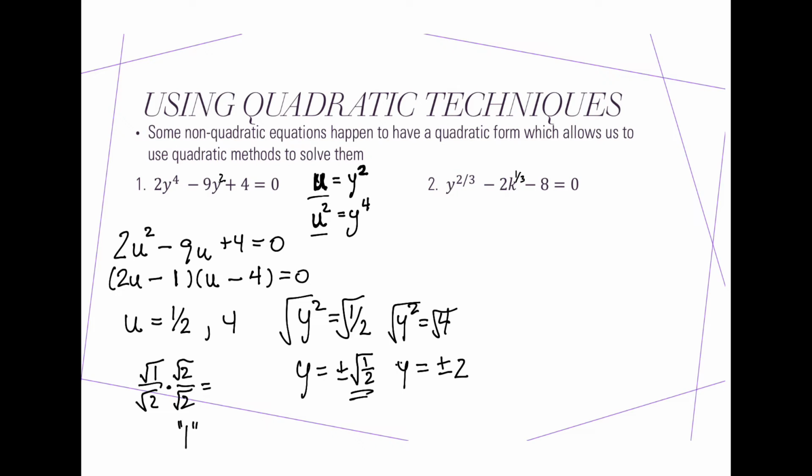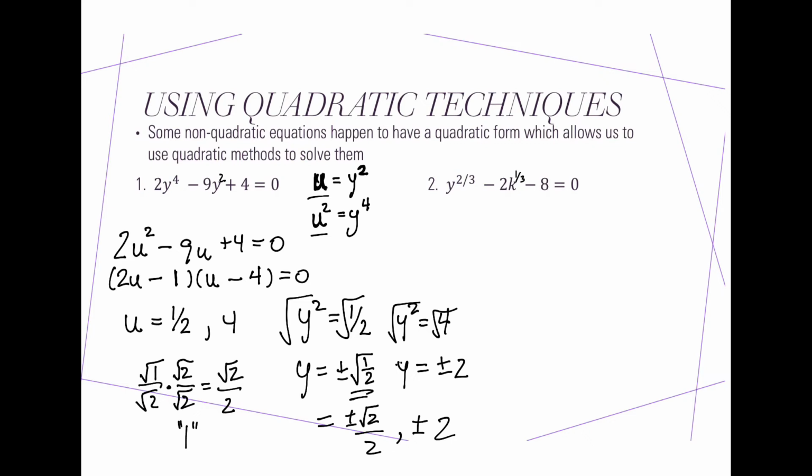It'll take on a different form. But I chose square root of 2 because square root of 2 times square root of 2 is 2, and square root of 1 times square root of 2 is just square root of 2. And so the better answer here is positive and negative square root of 2 over 2. It has the same value as square root of 1/2, just in a different form without a square root in the denominator.